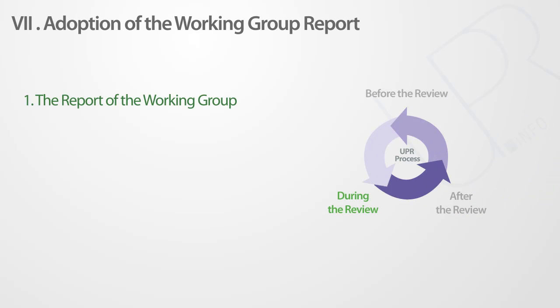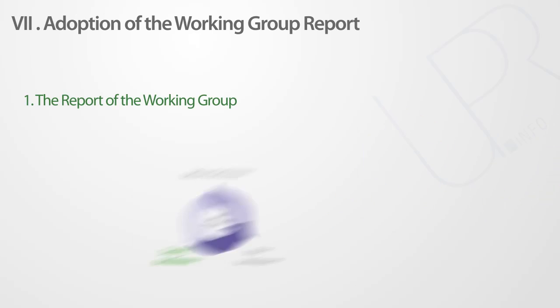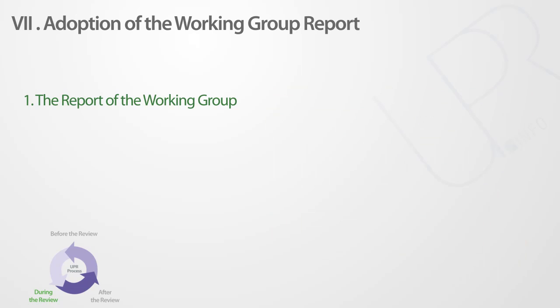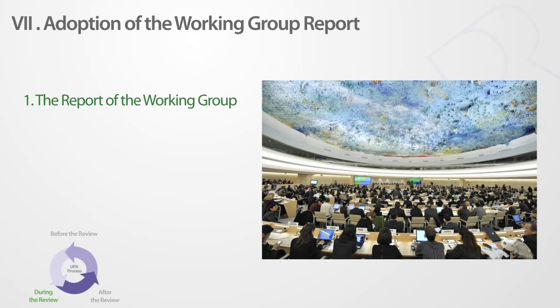At the end of the 3.5-hour review, a report of the working group is drafted by the Secretariat of the Human Rights Council with the help of the Troika. This report is a summary of the review containing a summary of all statements, country under review and states, and the list of recommendations made orally during the review.